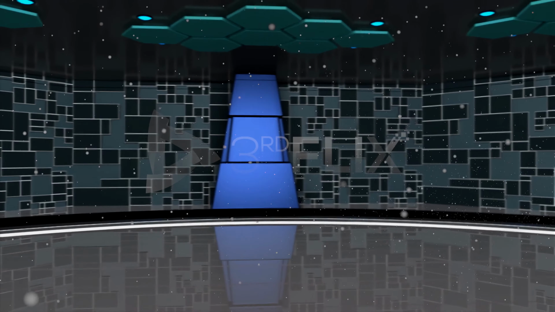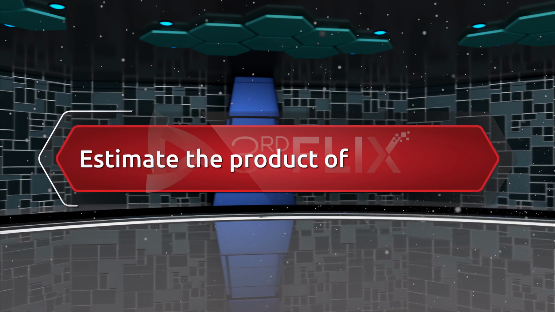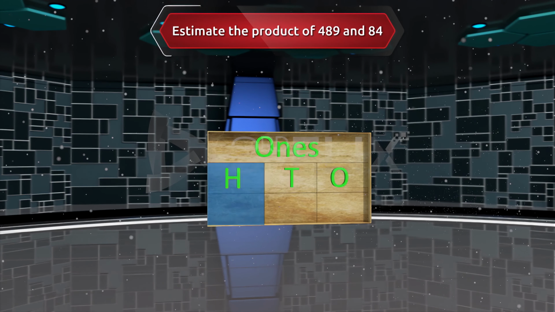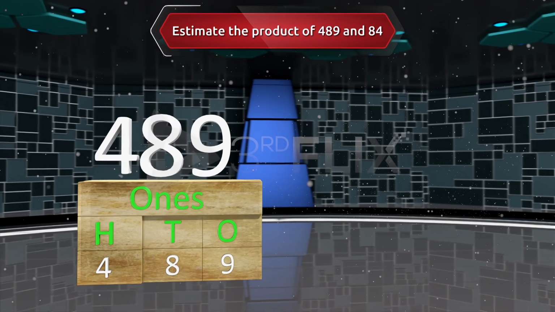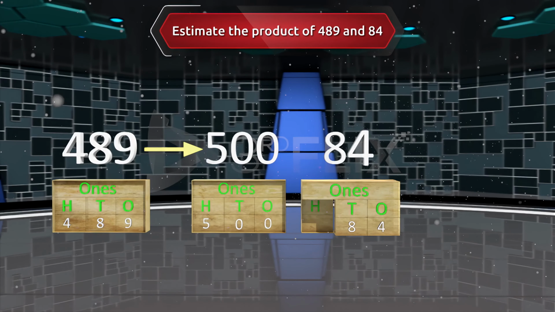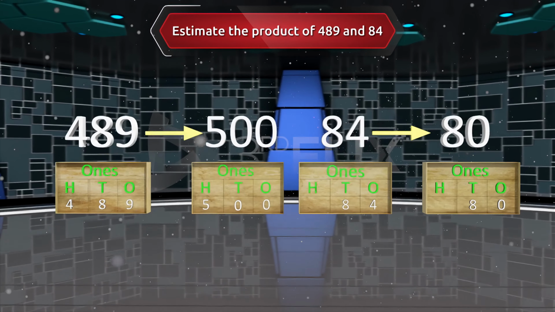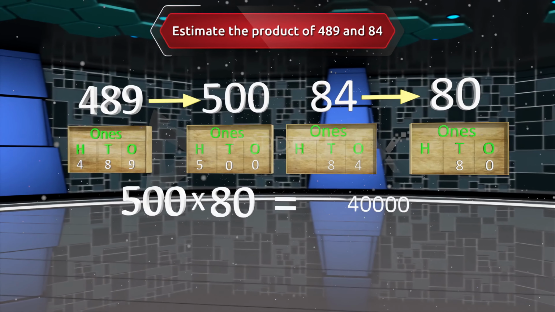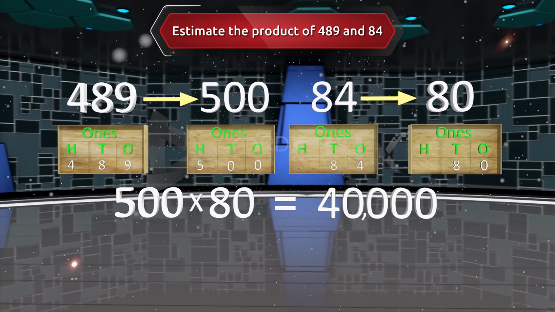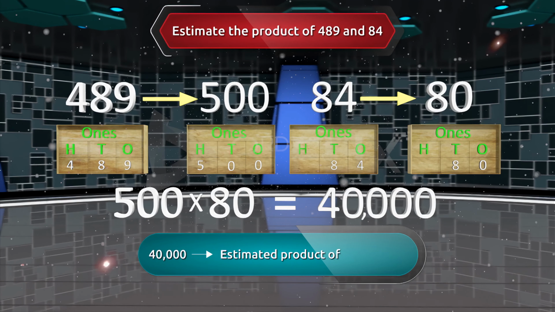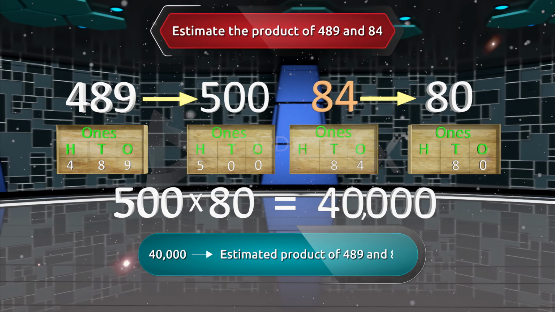For example, estimate the product of 489 and 84. We round off to the nearest hundreds. 489 is rounded to 500 and 84 is rounded to 80. Now, 500 into 80 equals 40,000. Thus, 40,000 is our estimate for the product of 489 and 84.